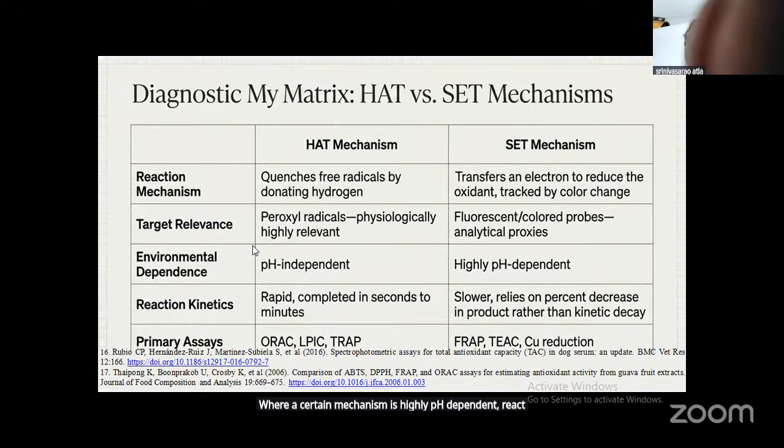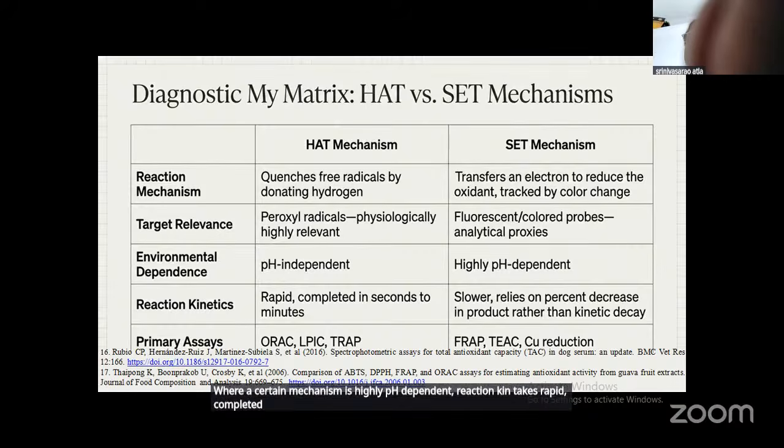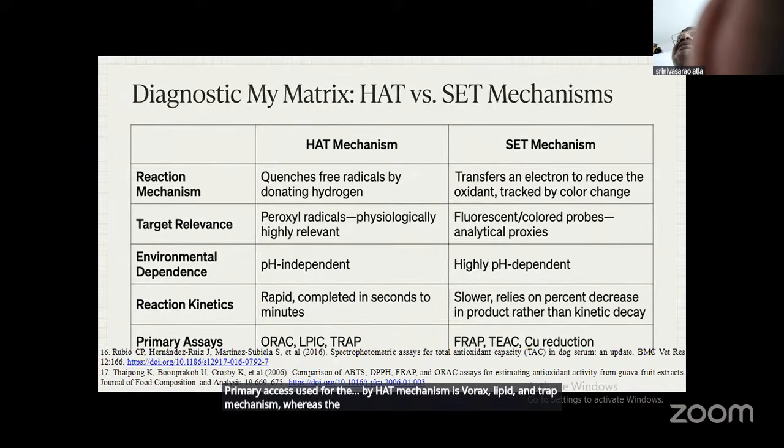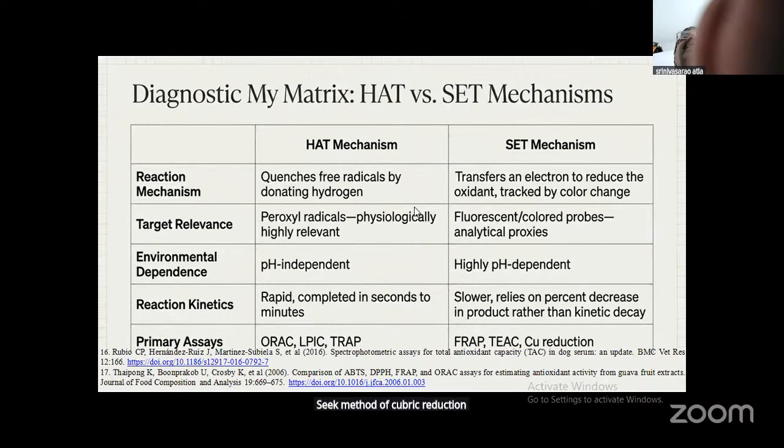Reaction kinetics are rapid, completed in seconds to minutes, whereas the SET mechanism is very slow, relying on percent decrease in product rather than kinetic decay. Primary assays used for the HAT mechanism are ORAC, lipid peroxidation, and TRAP, whereas the SET mechanism, that means single electron transfer, follows the FRAP technique, TEAC method, or cupric reduction method. So that is the CUPRAC method.